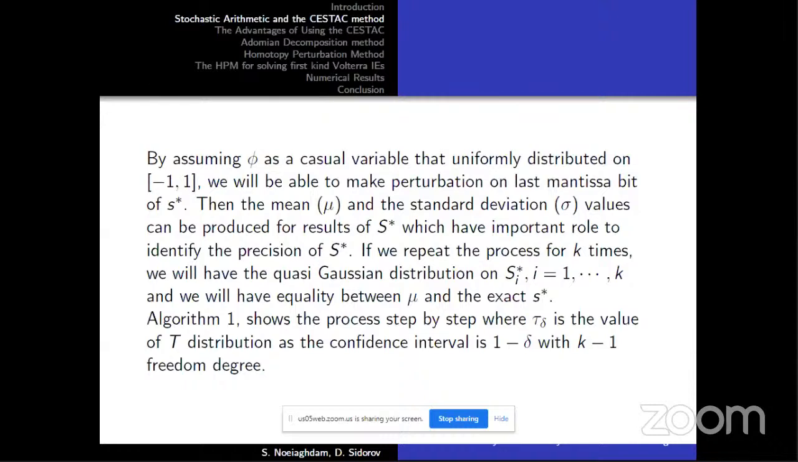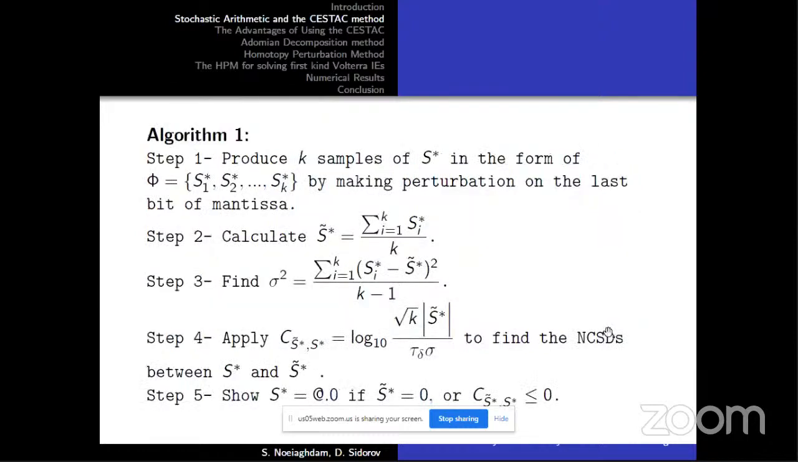If we repeat the process of making perturbation, we will have some samples of capital S star. And we will be able to find the average value, the mean value, and the standard deviation, mu and sigma. Finally, we can see the equality between mu and the exact small s star. Using this algorithm, we can also describe the CSTAC method. If we have k samples of capital S star, we would be able to find the average value and the standard deviation. After that, based on these results, we would be able to find the number of common significant digits between the average value and the approximate value.